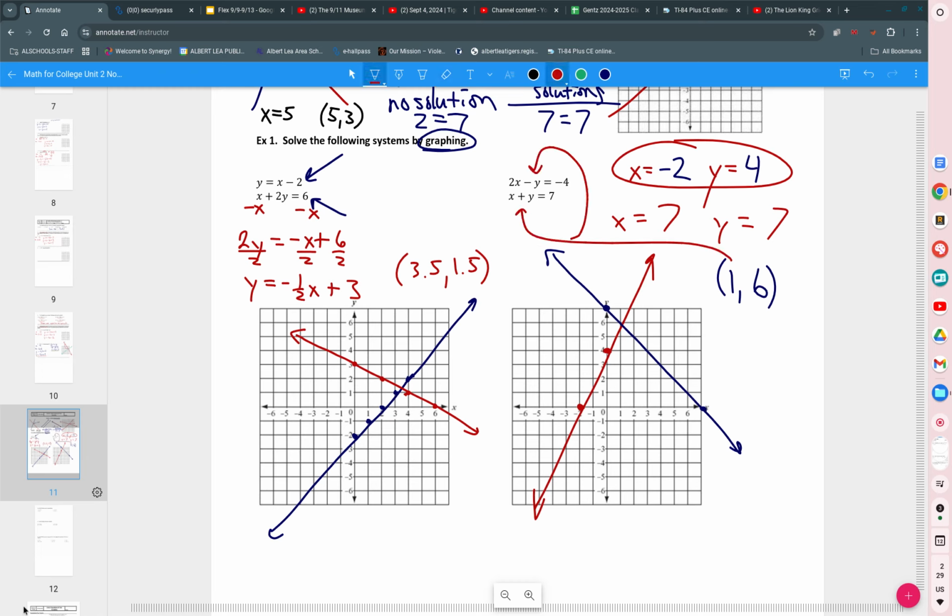Substitution we like to use when you see a variable that's solved for. So here you see x equals. So I'm going to take this thing that x is equal to, and I'm going to put it in for x right there.